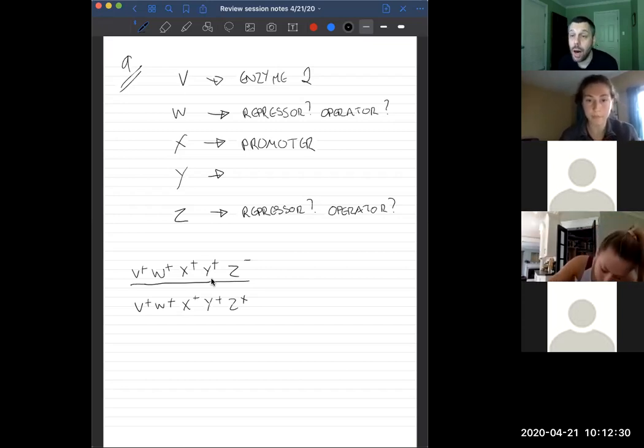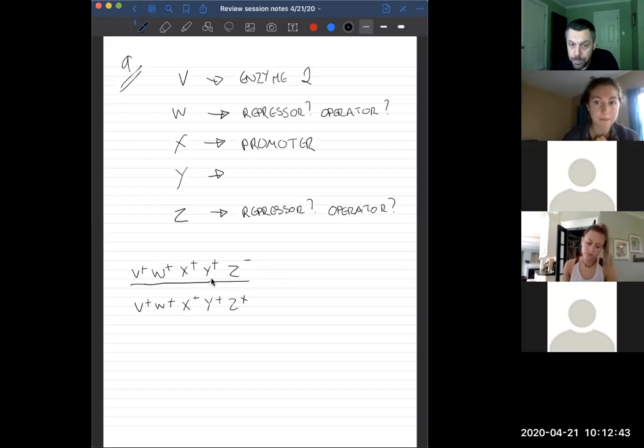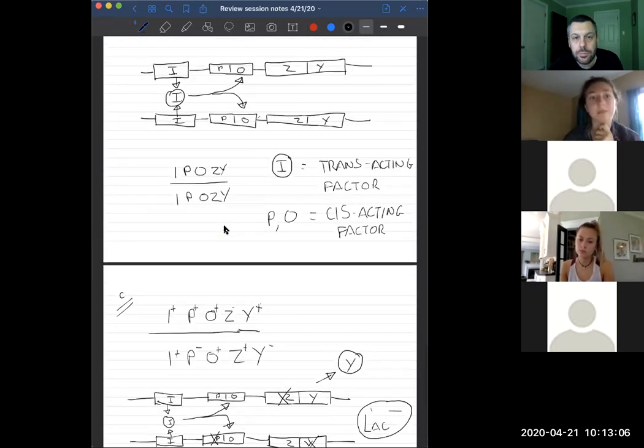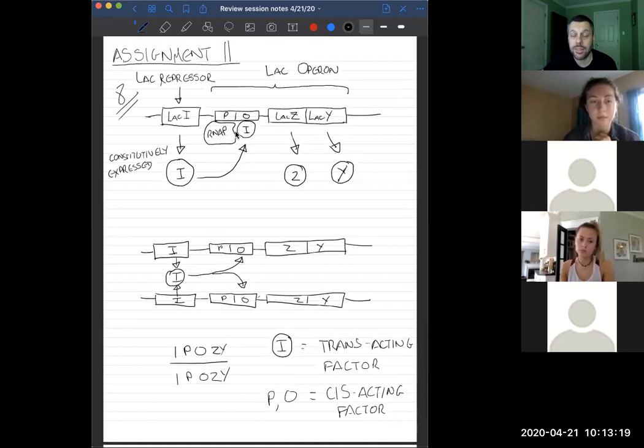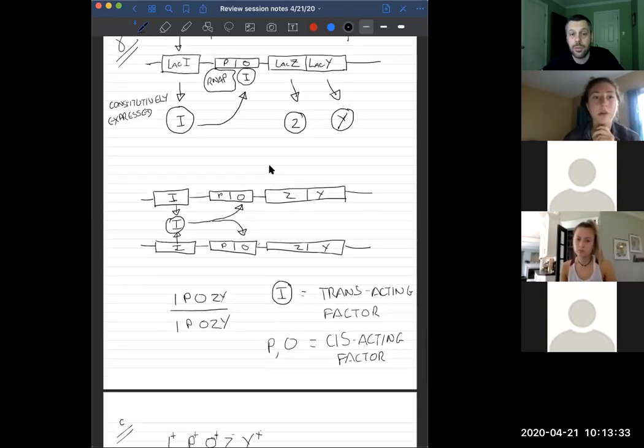Now, if Z is a mutant operator that can't bind the repressor, what would you expect that operon to do if it cannot be repressed? Would you expect it to be active all the time if it can't be repressed? No. It would be inducible. But remember, it can't be repressed, right? So think about it in terms of the scheme, right, up here. If you have an operator that cannot bind repressor, then there's nothing to get in the way of RNA polymerase, right, if repressor can never, ever bind. And so it's then unregulated. It just is made all the time because there's nothing to stop it being made. There's no repressor. Does that kind of make sense?